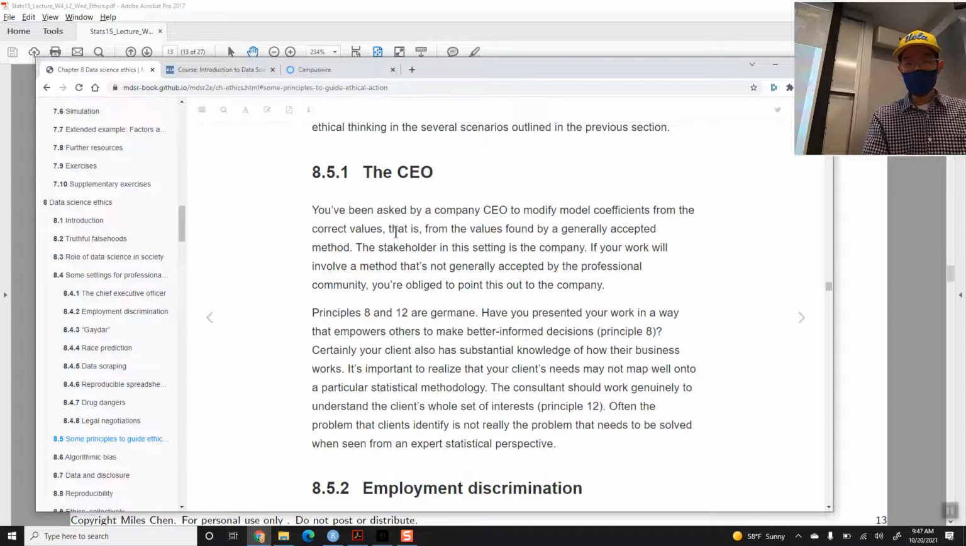Okay, so it says, the stakeholder in this setting is the company, and it says if your work will involve a method that's not accepted by a professional community, you're obliged to point this out to the company, right? So linear regression, that's a tried and true method, and people will say, okay, that makes sense. Taking linear regression and just saying like, hey, I'm going to just change the numbers, probably not an accepted method.